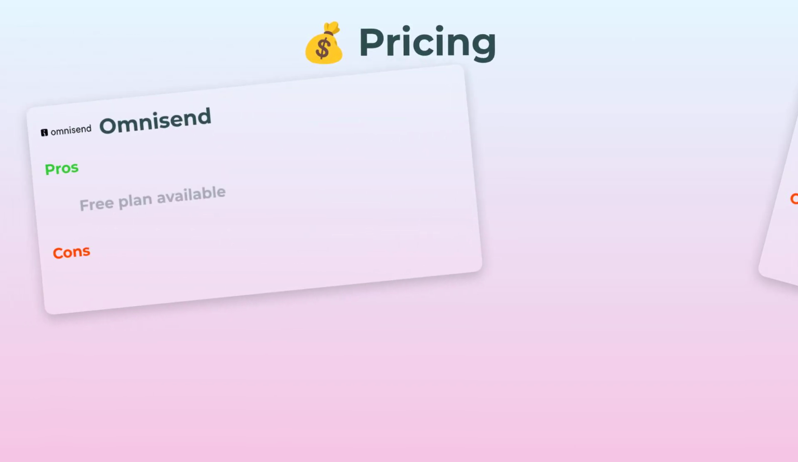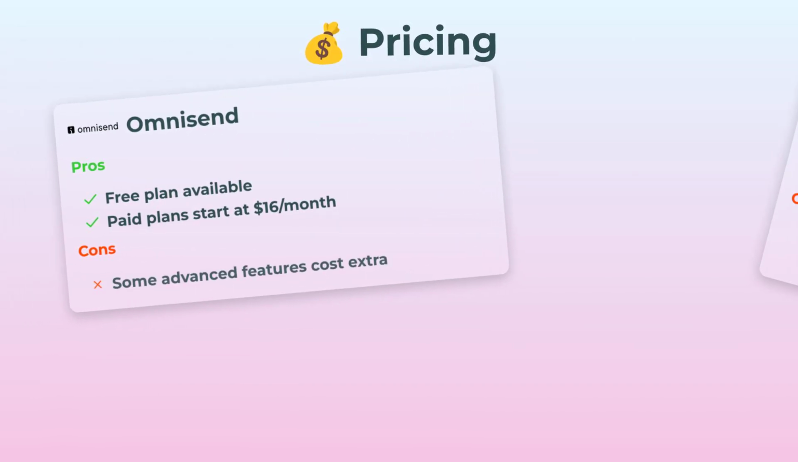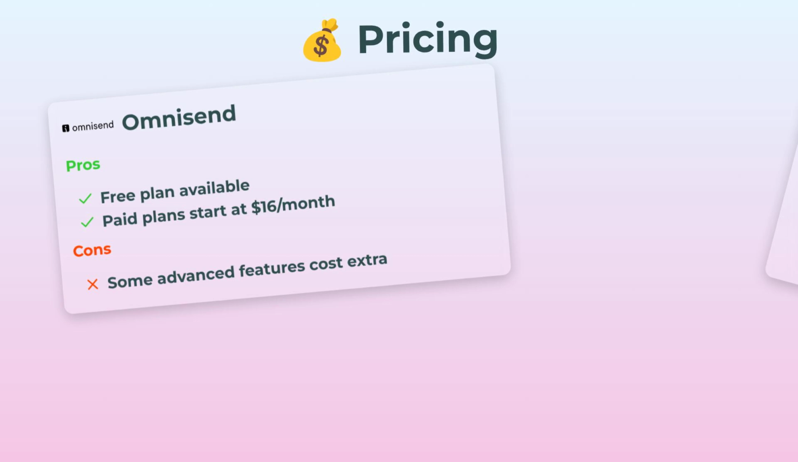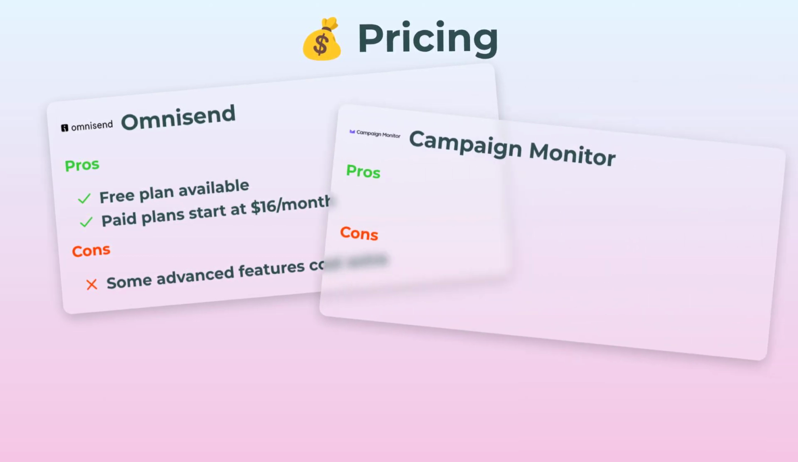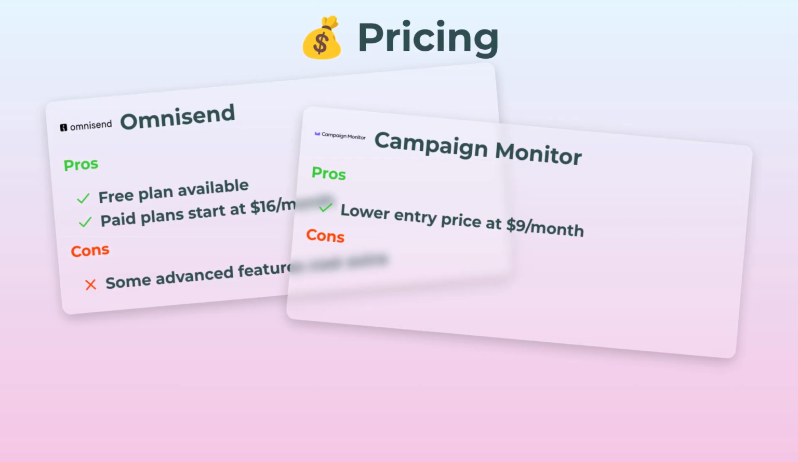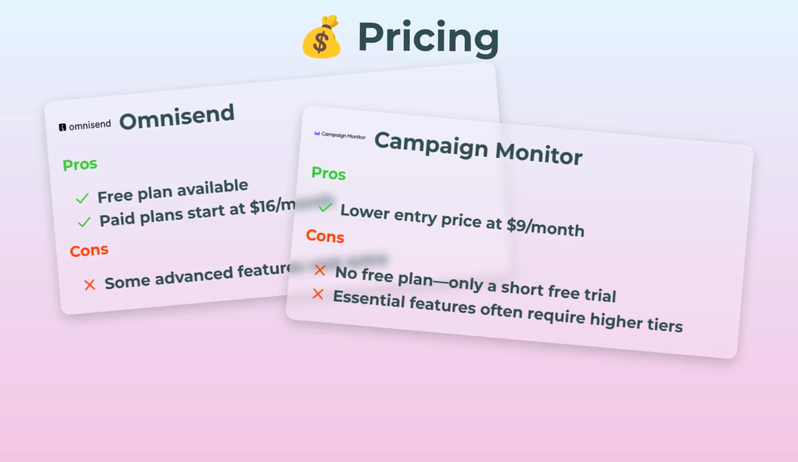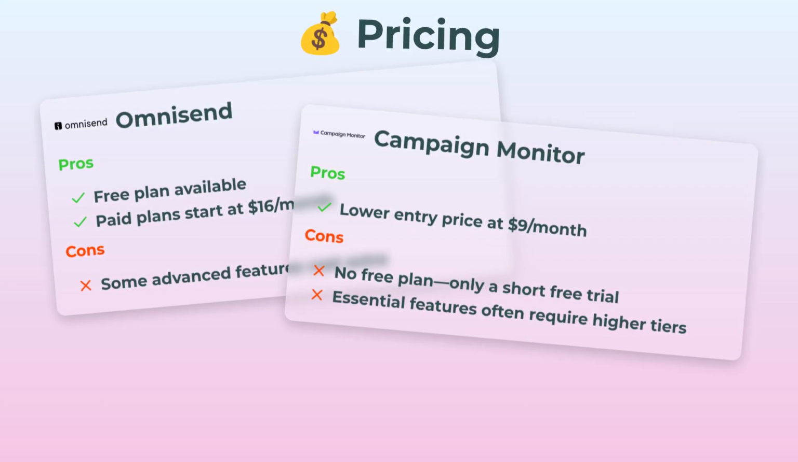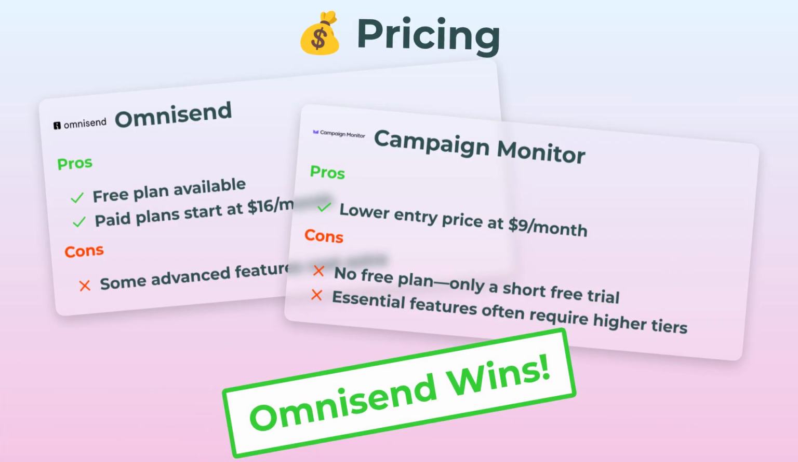First up, pricing. Because, let's be real, you don't want the bill to sneak up on you. Omnisend actually gives you a free plan right off the bat. Plus, their paid plans start at $16 a month, which isn't bad. Although, some advanced stuff, yeah, it'll cost you extra. Now, flip to Campaign Monitor and you get a lower entry price, just $9 a month. But hold up, no free plan, just a short trial. And if you're eyeing those essential features, that's only going to happen on higher, pricier plans. So, in terms of value, Omnisend takes the win with that free option.